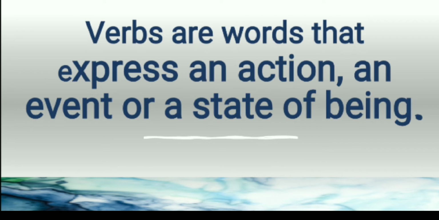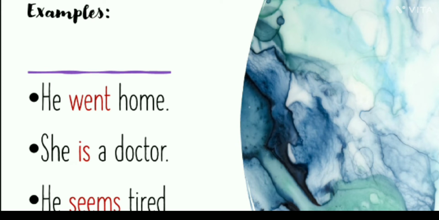Verbs. What are verbs? Verbs are words that express an action, an event, or a state of being. How? Let's see. Examples. He went home. She is a doctor. He seems tired. Now in these examples, in the first one, went is an action word, but is and seems are just telling the state of being.